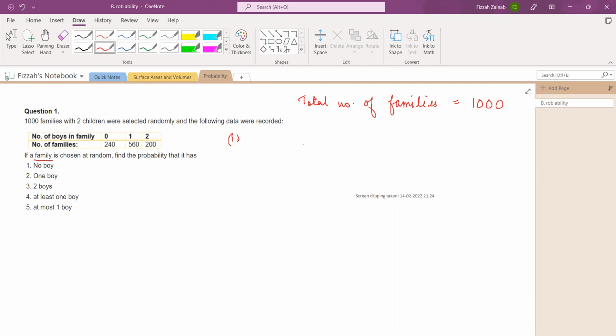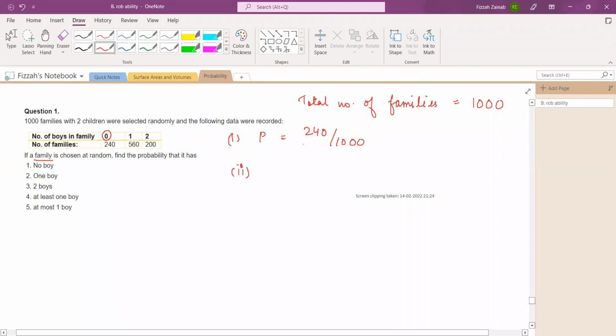Ma'am, 240 divided by 1000. Yes, good. So number of boys 0 are in 240 families, you have no boy, right? So probability is 240 divided by 1000. You can just reduce it to lowest fraction, I'm leaving it. Second part, Hamna, you will tell me. One boy. Ma'am, 560 divided by 1000. Okay, very good. Then two boys. This is easy, you can see, right? 200 divided by 1000. Good. Now tell me this one. At least one boy.